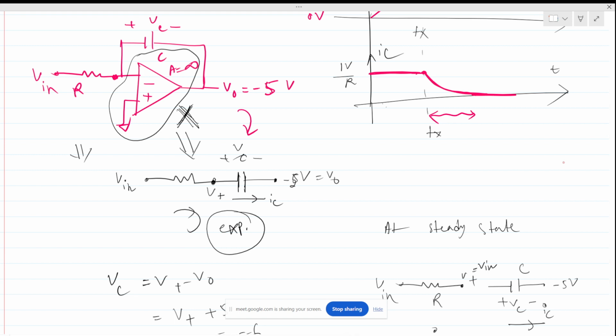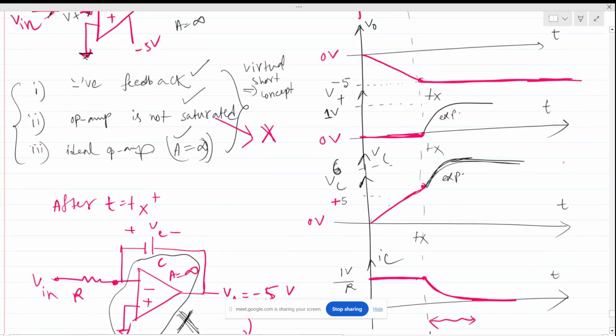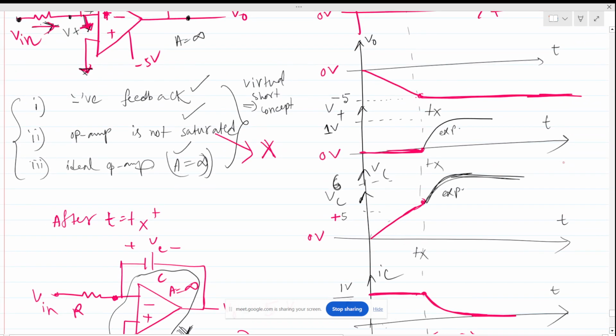So do VC and VR change like this? If the op amp doesn't work, VC and VR change like this. After time Tx, VC is constant, that is 6 volt. Now this is not after Tx, it is let's say Ty time. After Ty time, all the things happen. It goes to steady state at Ty.